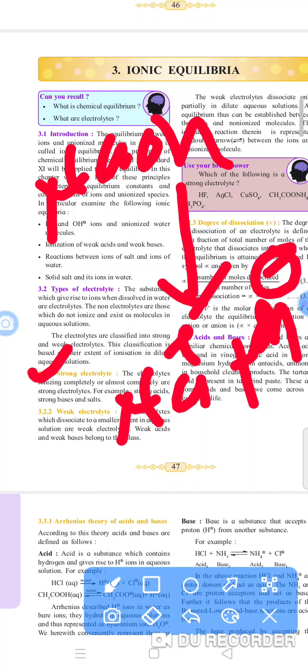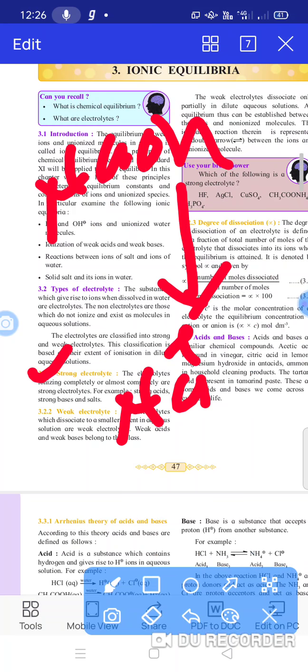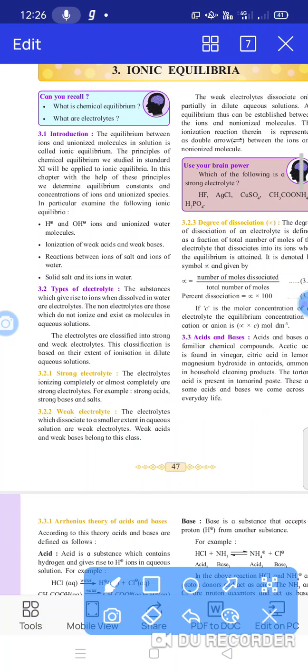The second type of electrolyte is the weak electrolyte. What is a weak electrolyte? The electrolytes which dissociate or ionize to a smaller extent, a smaller amount, and not completely, are called weak electrolytes. Weak acids, weak bases, weak salts are the weak electrolytes.